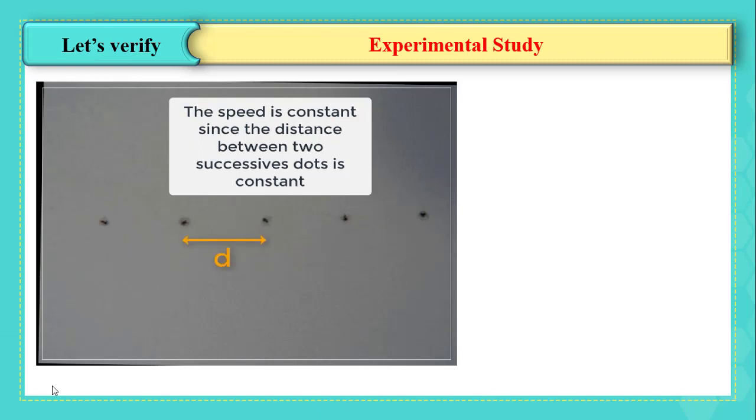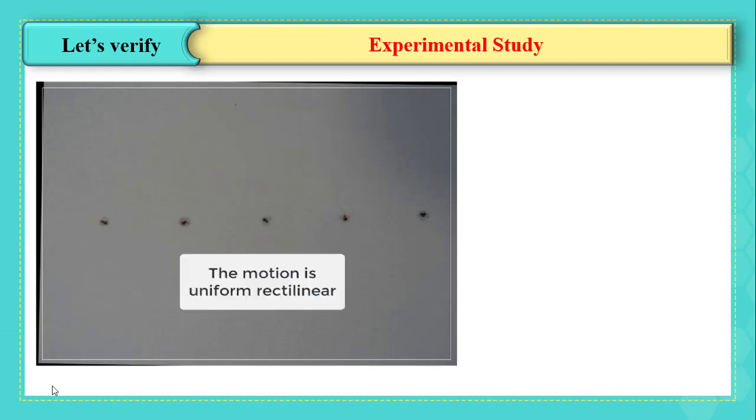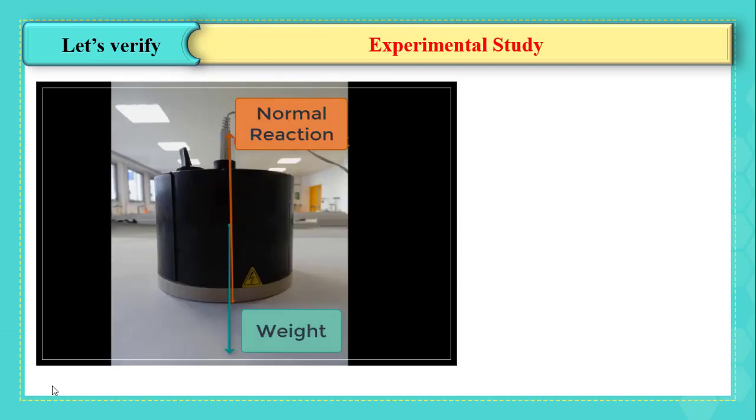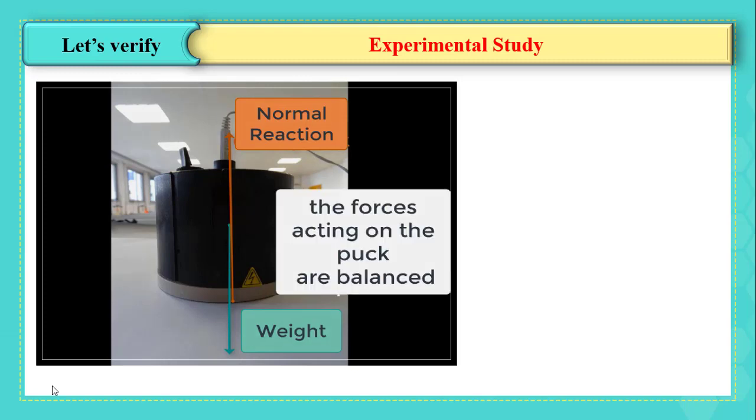But what are the forces that act on the puck during its motion? Actually, while moving, the puck is still subjected to the same forces, the weight and the normal reaction of the air table. Do we have any other force? Of course not. That's because, as we've studied before, there is no friction along the air table.